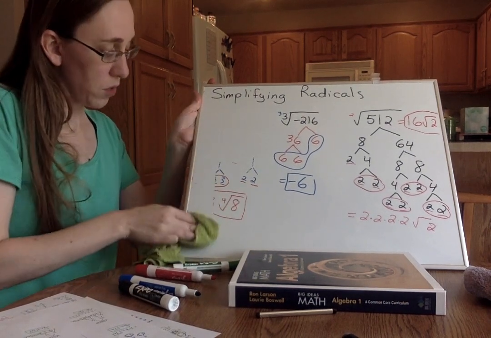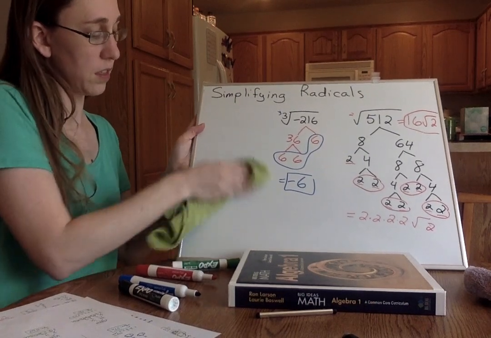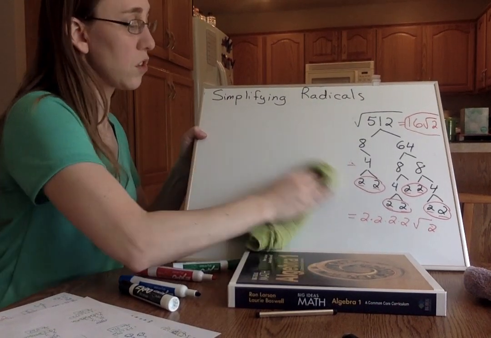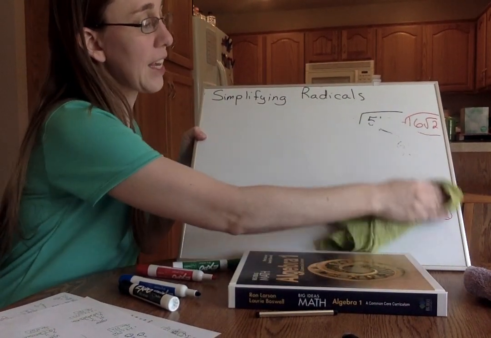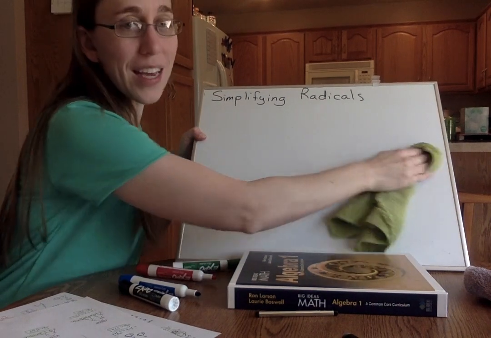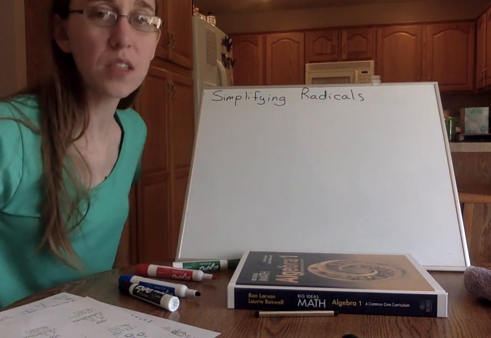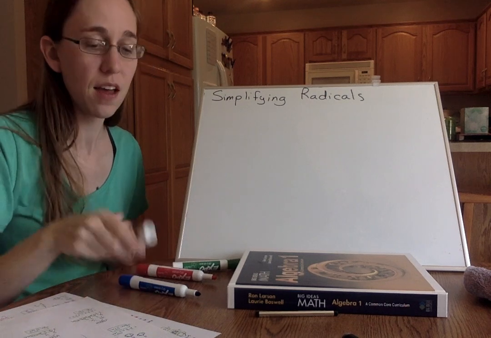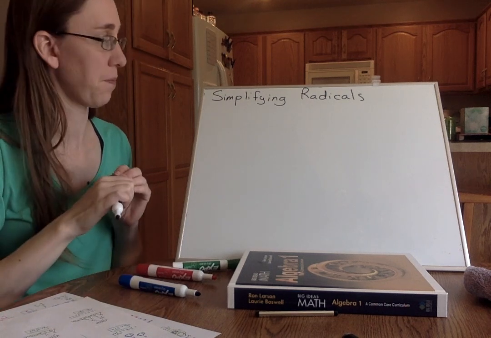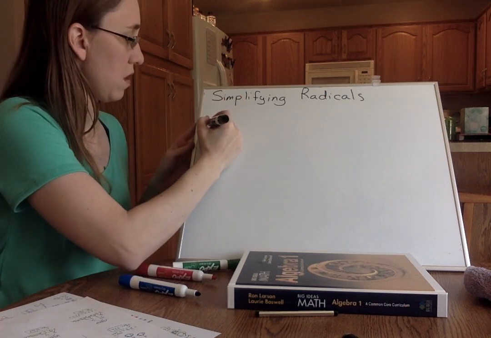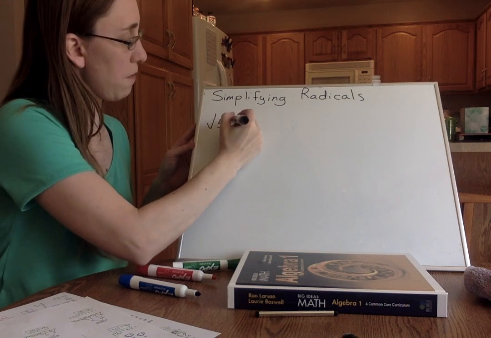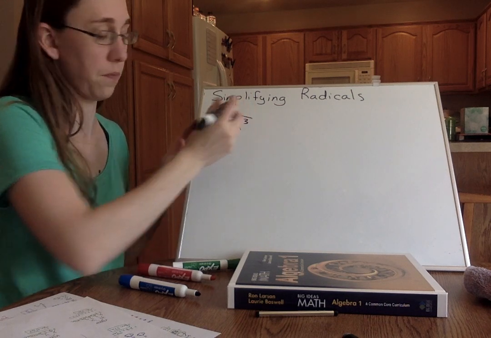That's simplifying with just numbers, but we also can simplify if we have variables. So when we have variables, the key thing to pay attention to is the exponent, because the exponent tells us how many of that thing that we have. So let's do a few of these. So the square root of 54x to the third.